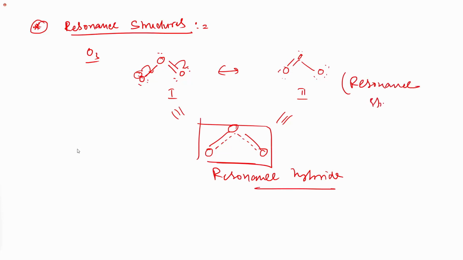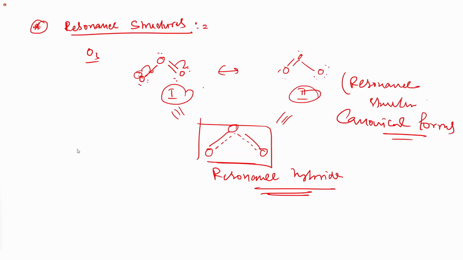Resonance structures, or we can also say canonical forms, and this is called the resonance hybrid. So this is the resonance hybrid and these are the canonical forms. Ozone has two canonical forms, one and two, but these two canonical forms are equal to this resonance hybrid.